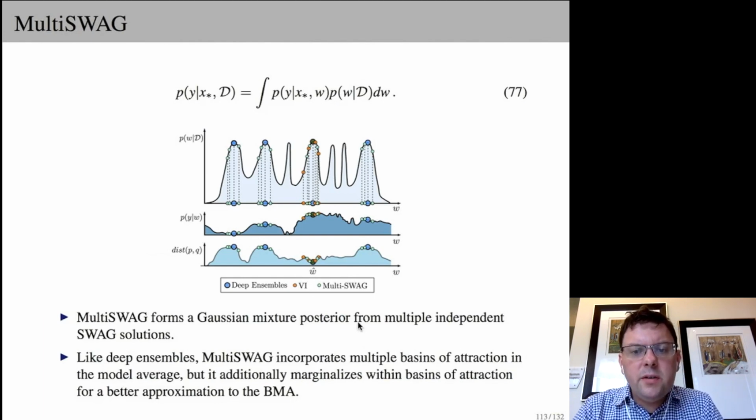So in addition to just selecting different points in different basins, we can also try to marginalize within basins of attraction. And we do that in a procedure called MultiSWAG, where we train multiple independent SWAG methods discussed in part 3 to create a mixture of Gaussians approximation to the posterior. So we're marginalizing within multiple basins.